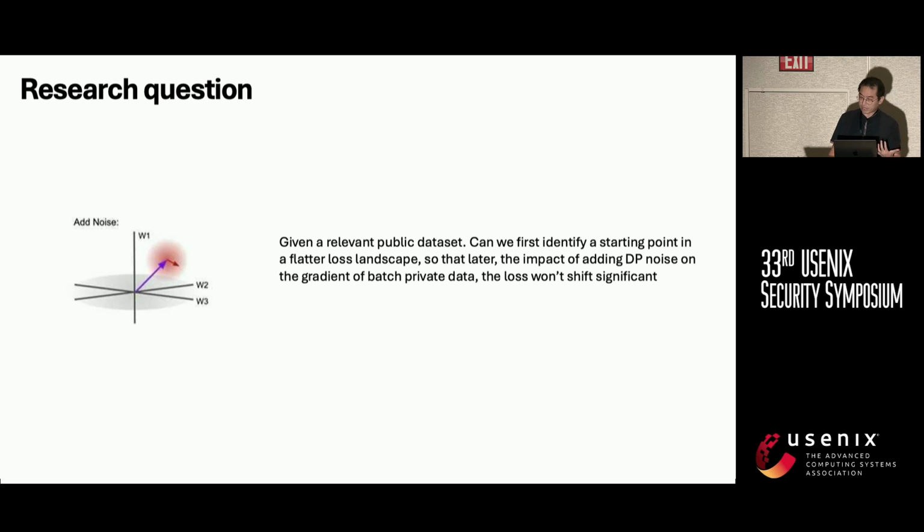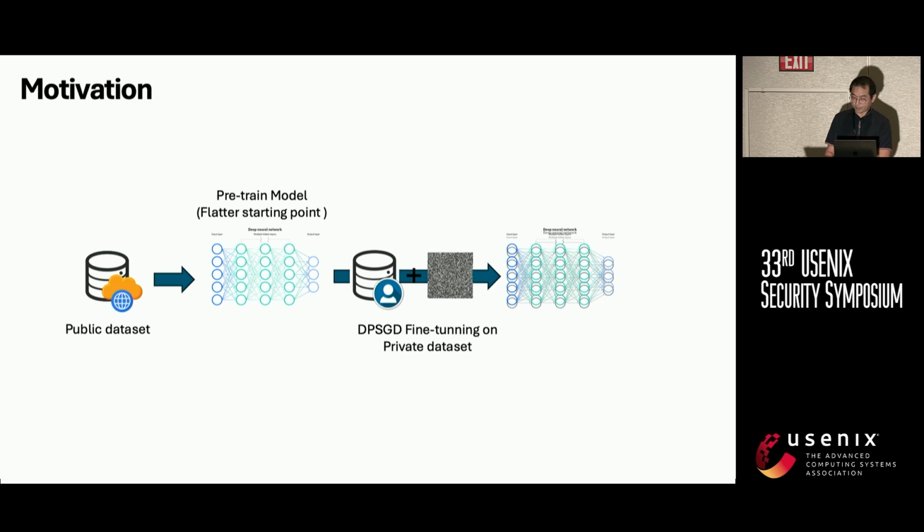More specifically, our research question here is: given a relevant public dataset, can we first identify a starting point in a flatter loss landscape, so that later, the impact of adding DP noise on the gradient of batch private data, the loss won't shift significantly?